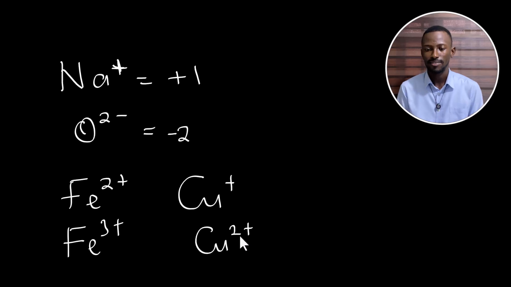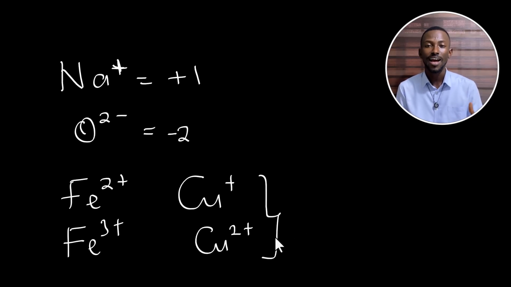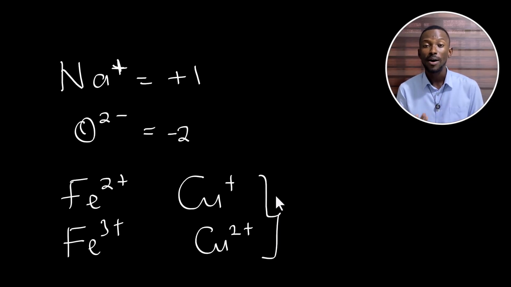So keep this in mind. These two atoms are referred to as atoms having variable oxidation state. Variable means their oxidation state can change depending on the compound we are considering. So for this level, these are the two common atoms that have variable oxidation state. There are more out there, but the ones that normally come in your final exam are iron and copper.